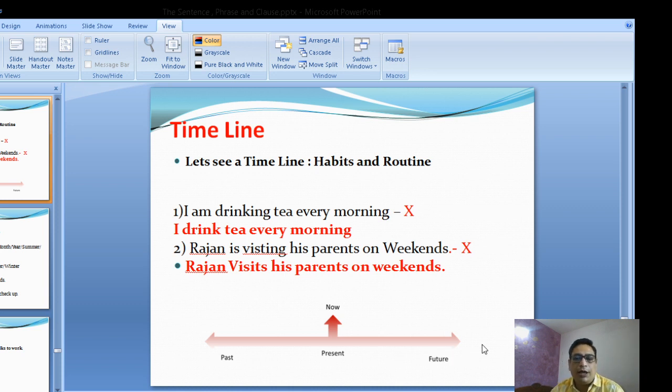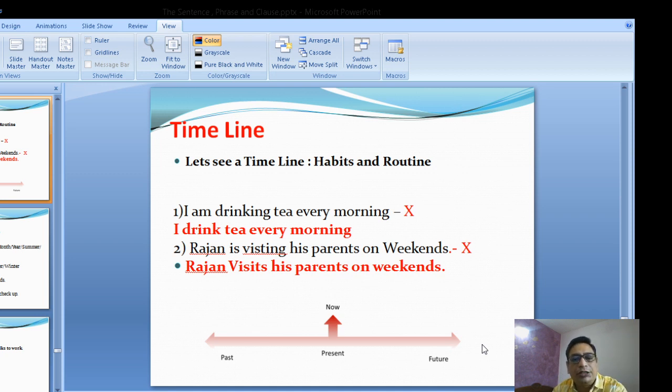So let's see a timeline like habits and routine. When we're talking about habits and routine, you normally do not use the present continuous tense. Now what is present continuous tense? An action that is happening continuously and it is temporary. We will cover present continuous tense a bit later today, but as of now understand that whenever we are using the verb in a continuous form, we use the suffix ing. Means what? उस verb के साथ ing add होगा तो वो continuous form बनेगा.